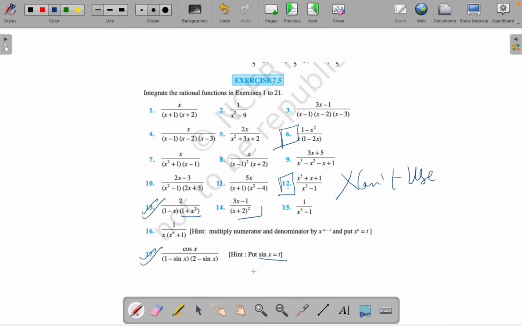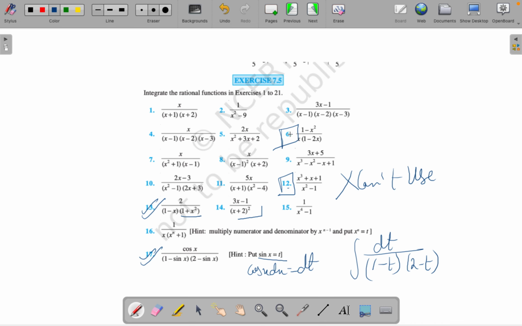Okay, so till question number 14, even you can do question number 17 also. If I put sin x as t, then cos x dx = dt, right? So my question will reduce to dt upon (1 − t)(2 − t). Again partial fraction, A upon first factor, B upon second factor.